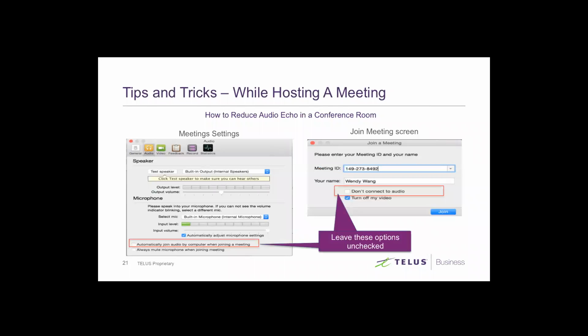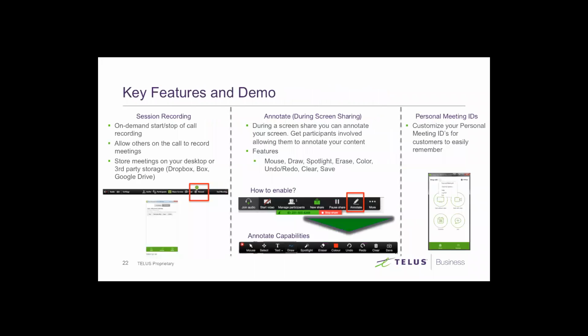Another tip and trick that we've run into commonly is how do you reduce audio echoes? This has been commonly used where you can automatically join the audio by computer when joining a meeting. Leaving these options unchecked actually helps to improve the overall audio performance that we've seen and tested. So it's something you could start to incorporate into some of your meetings to really improve the overall quality and performance.